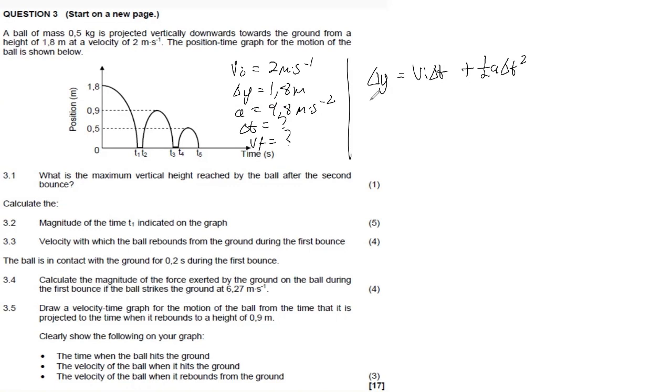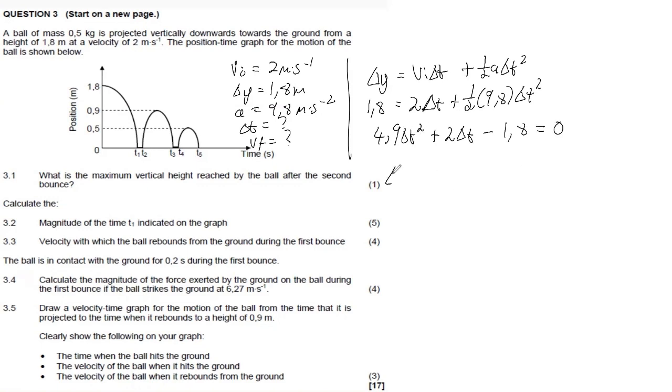Right. Now, the delta Y is 1.8. The V initial is 2, and then multiplied by delta T plus half. Here we have 9.8. And then delta T square. Right. Now, you do understand that the learner here would now have a quadratic form equation like that. And then to calculate delta T, they would now have to use the quadratic formula. So that's negative B plus, and then B squared minus 4AC over 2A.